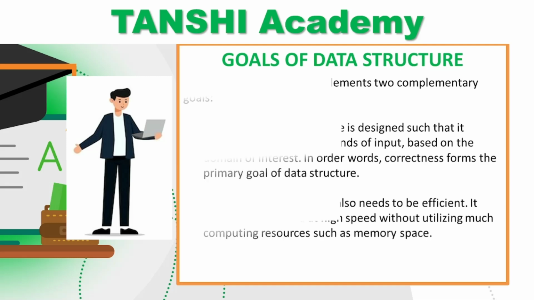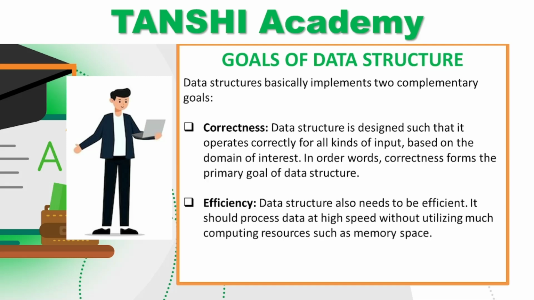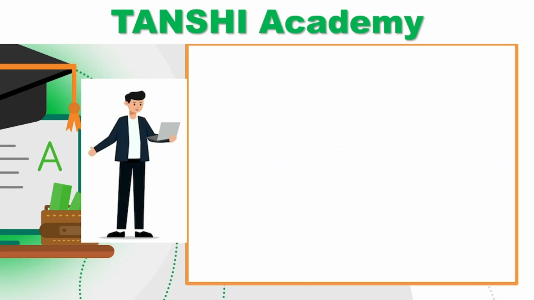Now, goals of data structure. What are the primary goals of data structure? Data structures basically implement two complementary goals. The first goal is correctness and the second is efficiency. For correctness, a data structure is designed such that it operates correctly for all kinds of input based on the domain of interest. In other words, correctness forms the primary goal of data structure. Efficiency is also important for the performance of a program. Data structure also needs to be efficient. It should process data at high speed without utilizing much computing resources, such as memory space. So these are the primary goals of data structures.